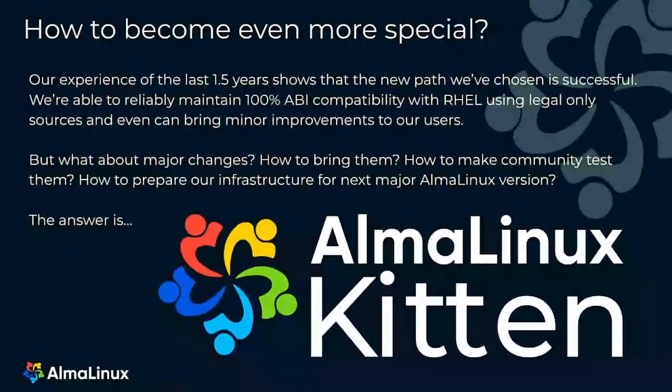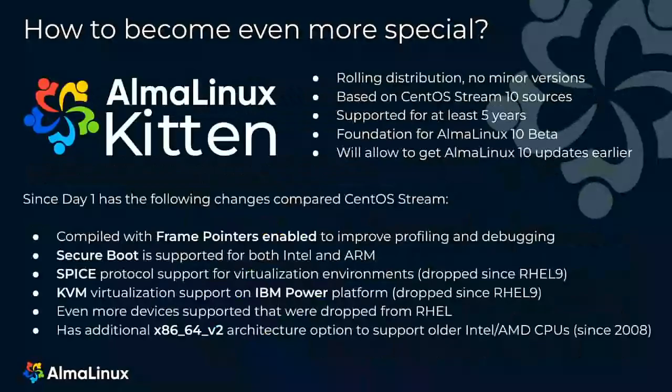Last year in October, we introduced the AlmaLinux Kitten operating system, which is specific. It's not AlmaLinux stable, it's a different thing. It's like Red Hat and CentOS Stream, something like that. So AlmaLinux Kitten is based on CentOS Stream. It's a rolling distribution. It doesn't have any minor versions, obviously, and is supported for the same 5 years.